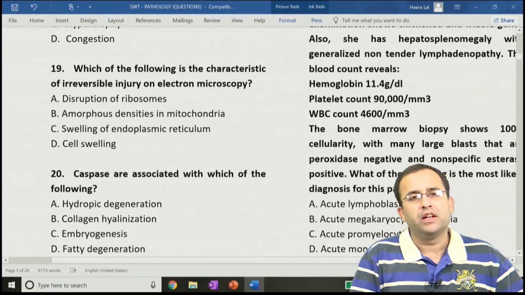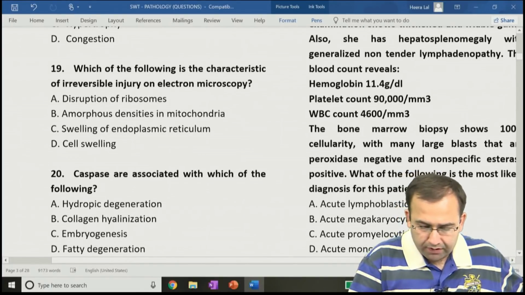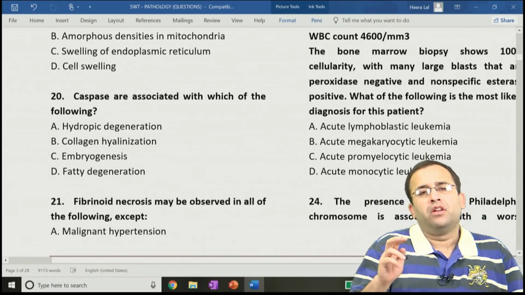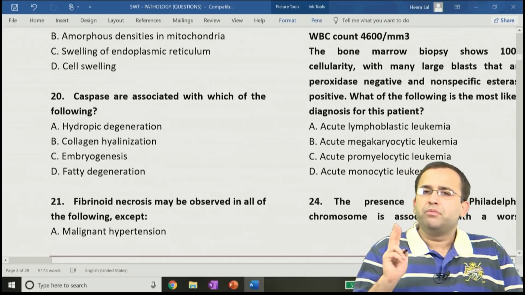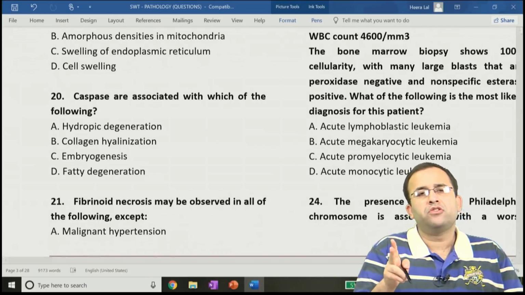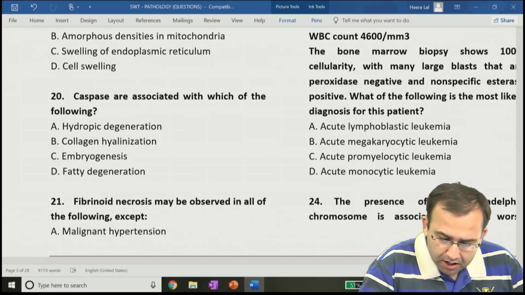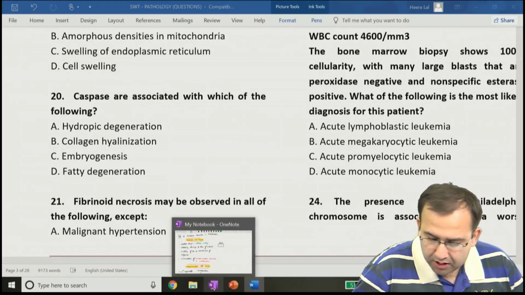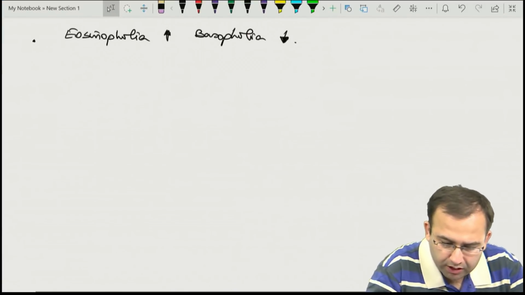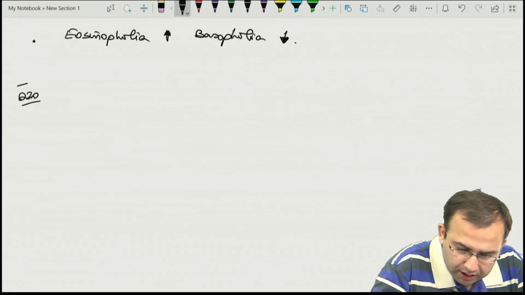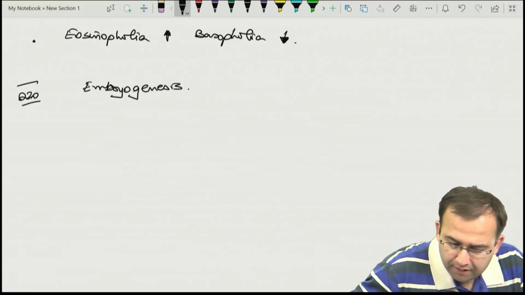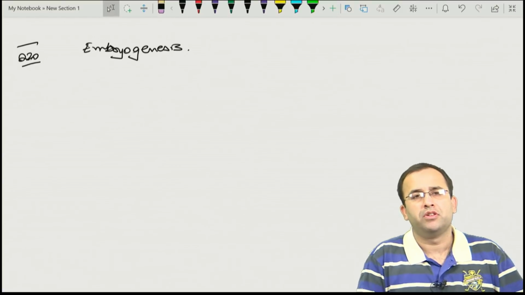Next, this gets us to question 20. Caspases are associated with. Caspases are the proteins involved in apoptosis. Apoptosis is associated with embryogenesis. So for question 20, caspases are associated with embryogenesis.